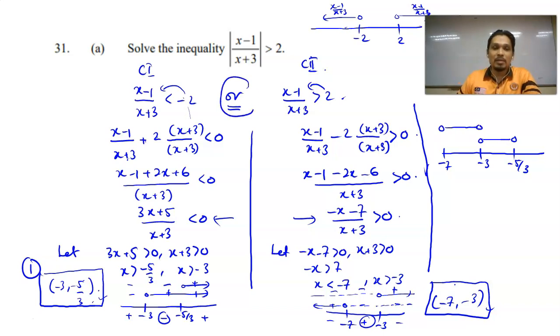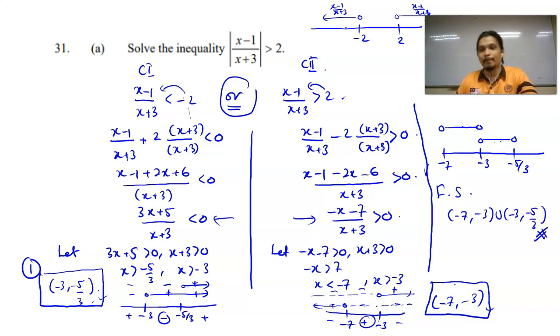Refer to this now, it is a term of or, not and. Meaning, we are taking all of the solution set of case number 1 and case number 2, so the final solution set is -7 until -3, union -3 until -5/3. There you go.